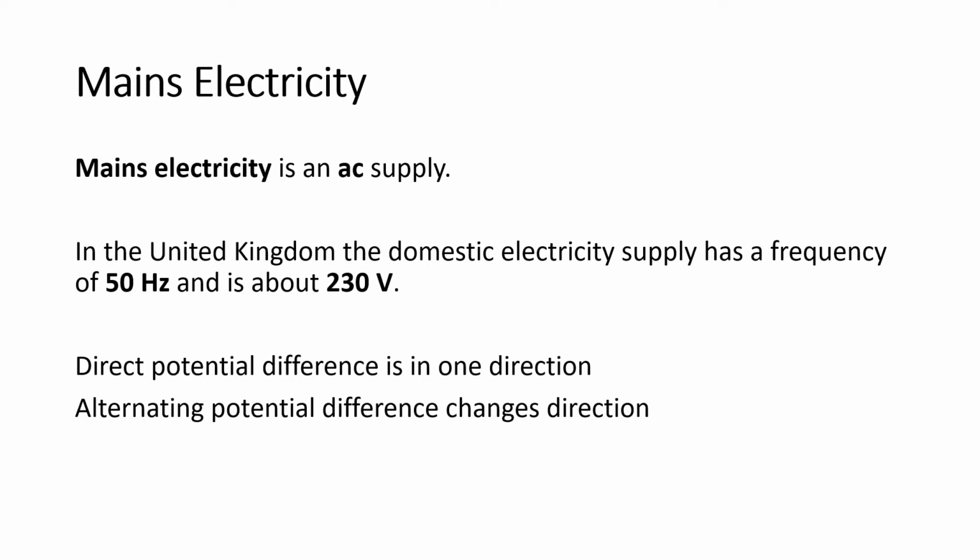Direct potential difference is when the charges are pushed in one direction, and alternating potential difference is when the charges are pushed in one direction and then the other and then back again. So it changes direction.